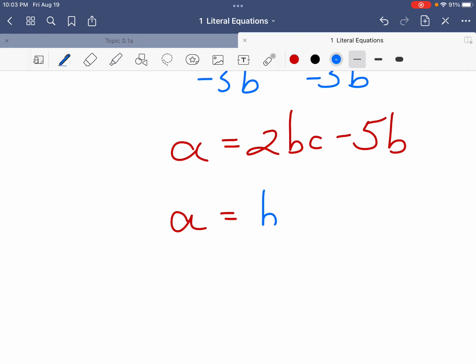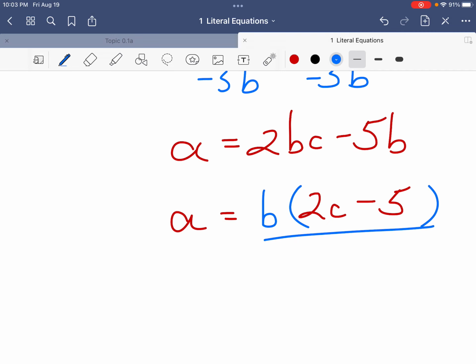As we've said a few times, you're going to factor out that repeated b. What are you left with? You're left with 2c. You're left with a minus 5. When you factor out, it's really like you're dividing it out. It's like you're doing the distributive property backwards.